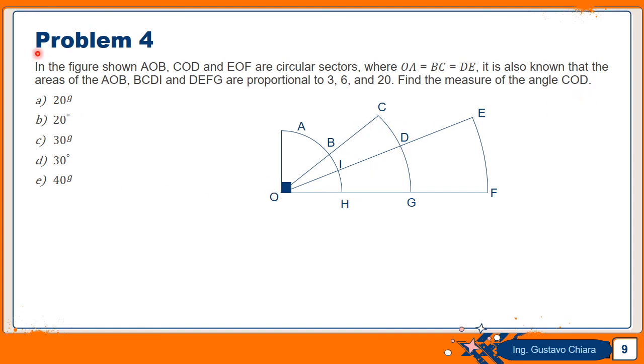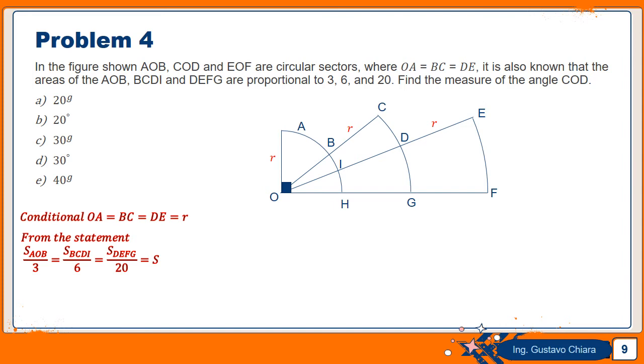Well, the first conditional sets that the sides AO, BC, and DE are equal. So we can set that the side is equal to a value R.